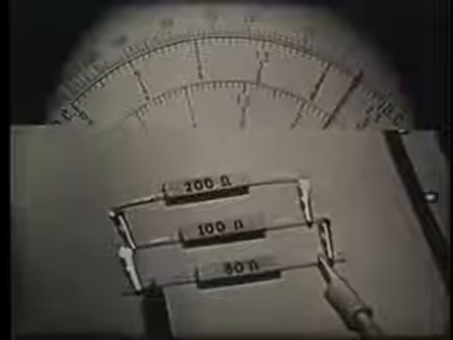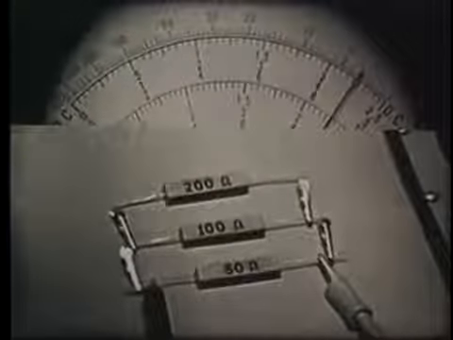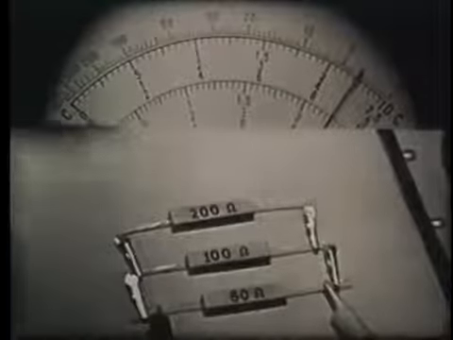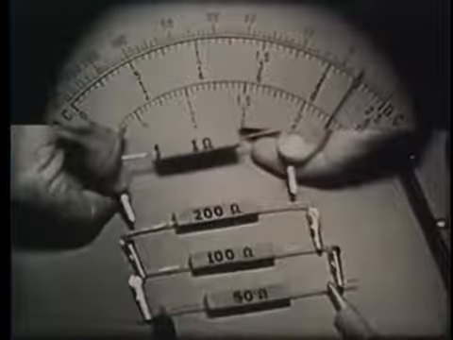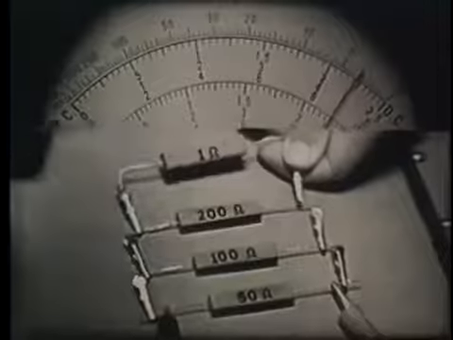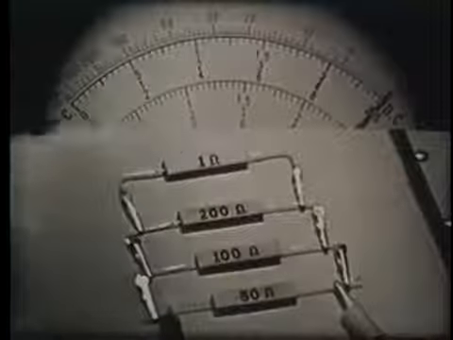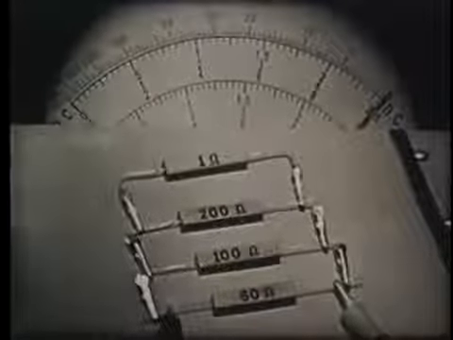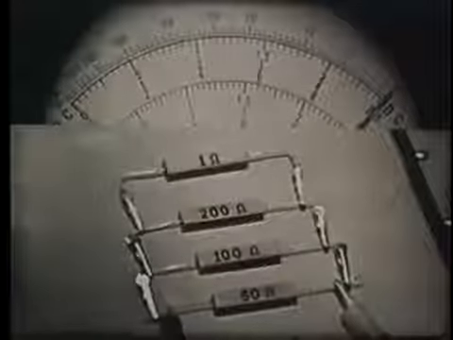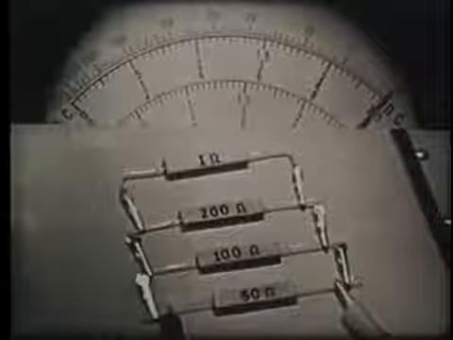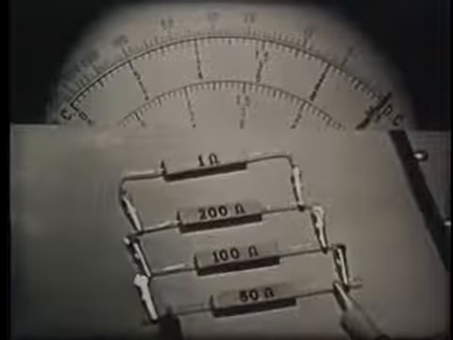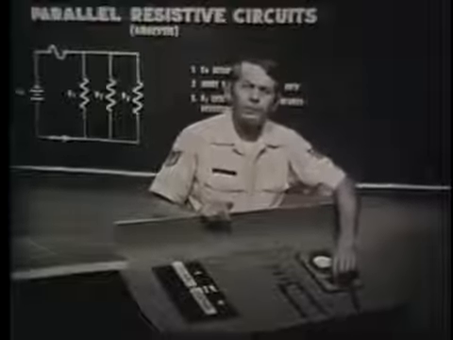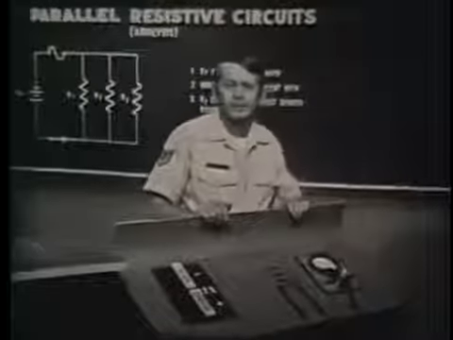Well, if this is true, then a 1 ohm resistor in parallel with these three should give us a total resistance of less than 1 ohm. So let's try this. Connecting 1 ohm in parallel with these three, you can see that the reading indeed is less than 1 ohm. So we must conclude that the total resistance in a parallel circuit is always less than the smallest branch resistance. And that's current, voltage, and resistance in a parallel circuit.